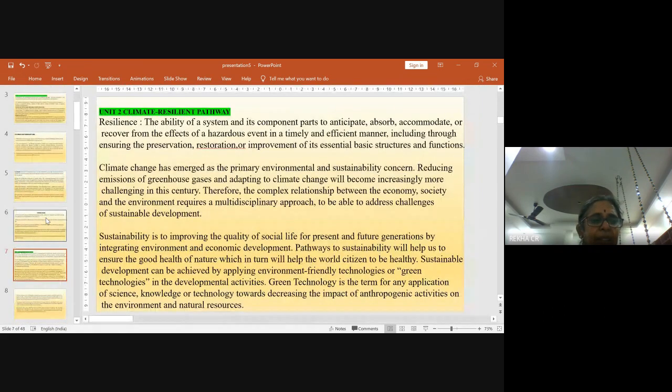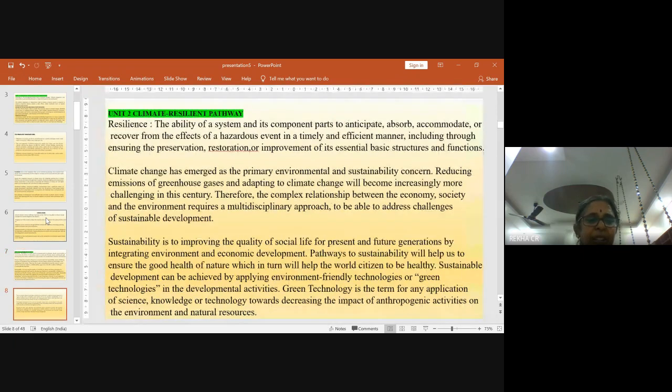The second unit is climate resilient pathway, where resilience is the preservation or restoration or improvement of the essential basic structures and functions.